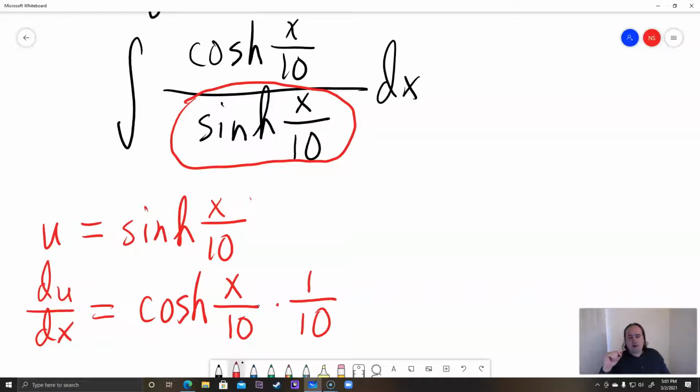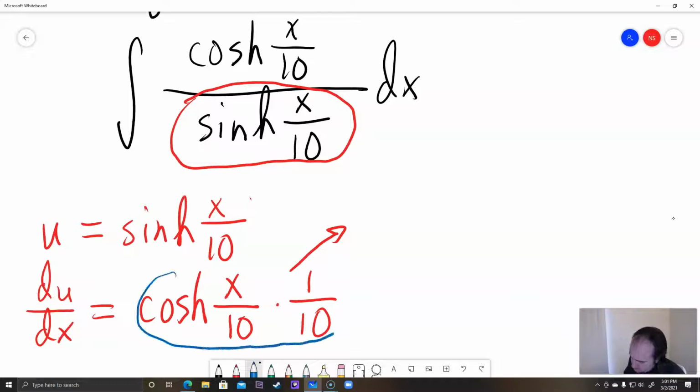Okay? And then if you want to do it the way I teach it, the next step would be to isolate dx. So if we want to isolate dx here, we multiply both sides by dx, and then we multiply both sides by 10 and divide both sides by cosh of x over 10. In other words, all of this here goes down to that denominator, and then the dx comes up over here.